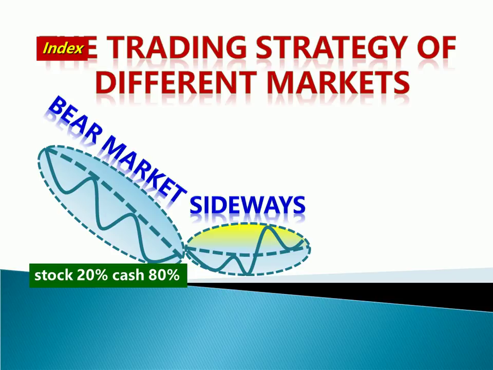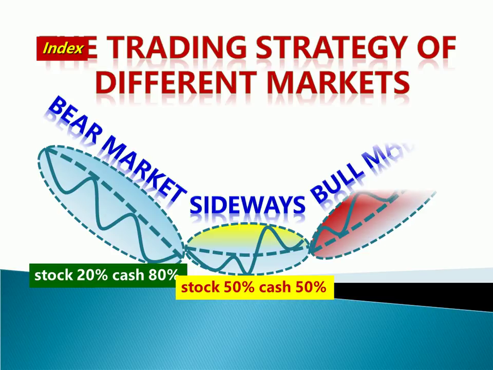But sideways, if you see the price, the market going up and down, up and down, this is the sideways area. If you see the market is in sideways, what should we do? Keep 50% in stocks and 50% in cash.